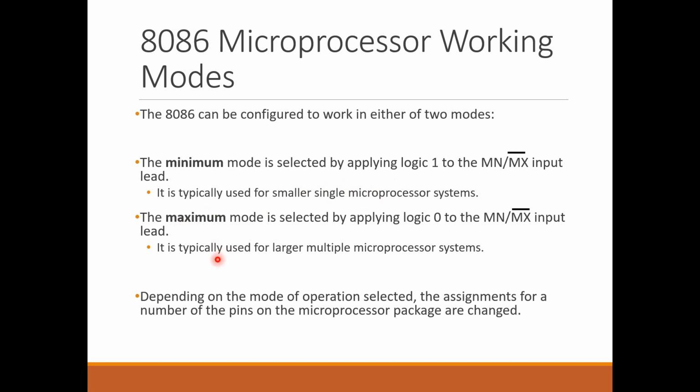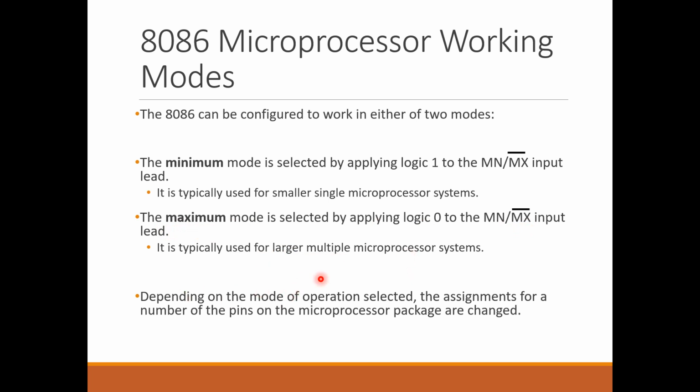And the maximum mode is used whenever we've got more than one microprocessor inside a computing system. This is selected by applying logic 1 or 0 to the MN/MX pin. If you apply logic 1 on this pin, the microprocessor is working in minimum mode, which is a single processing environment. Whenever we apply logic 0 on this pin, the microprocessor is working in maximum mode, and that means it is a multiprocessor system.